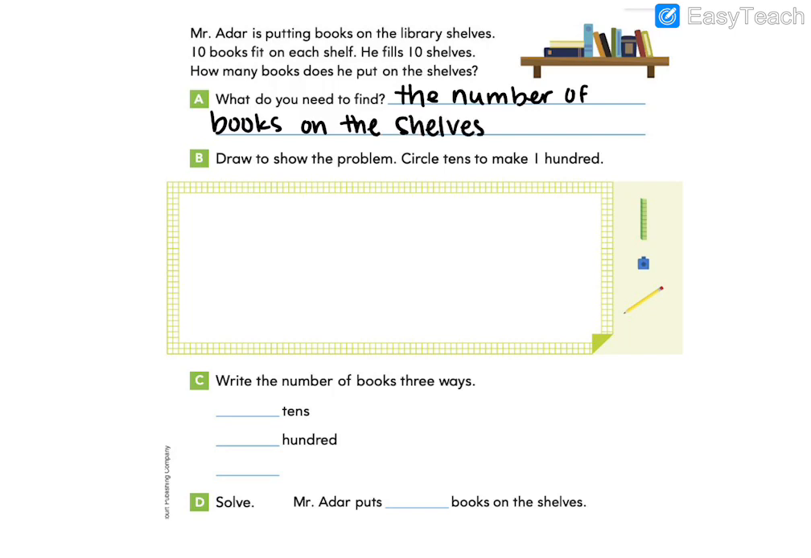Okay, so we know each shelf can hold a number of books, and he fills 10 shelves with them. So now we're going to go ahead and draw. I'm going to use a 10 stick to draw because I know he puts 10 books on each shelf. So each of my 10 stick will be the number of books he puts on each shelf. I know he fills 10 shelves, so I need to show 10 sticks. So let's go ahead and draw that. There's the first shelf, second shelf, third shelf, and go ahead and draw until you've represented the problem.